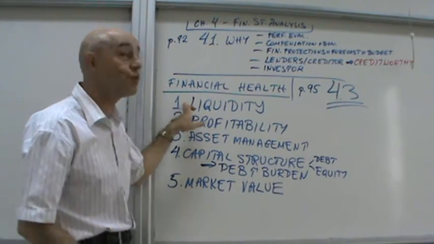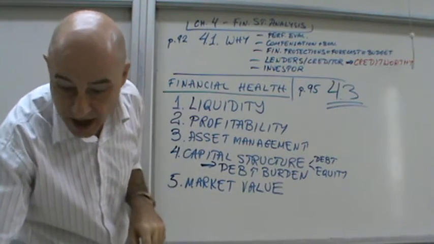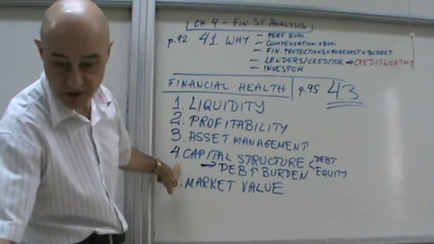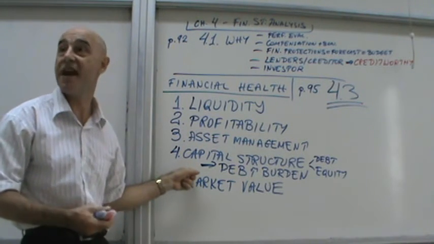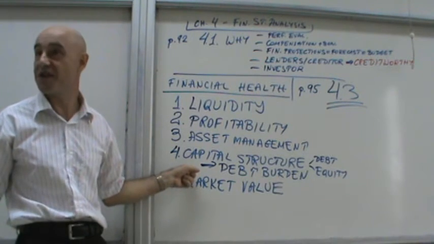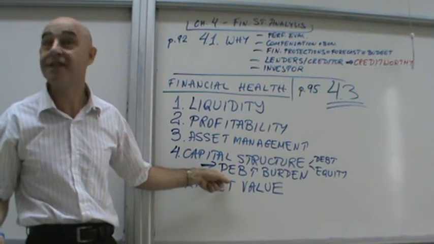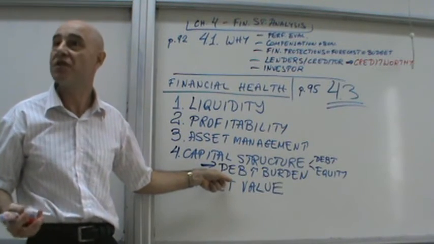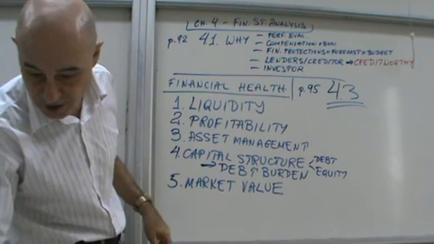Will it be able to pay its bills on time? That's liquidity. Capital structure ratios: how has the firm financed the purchases of its assets? Is it mostly borrowed or mostly investor capital? In other words, is it deep in debt or not deep in debt?